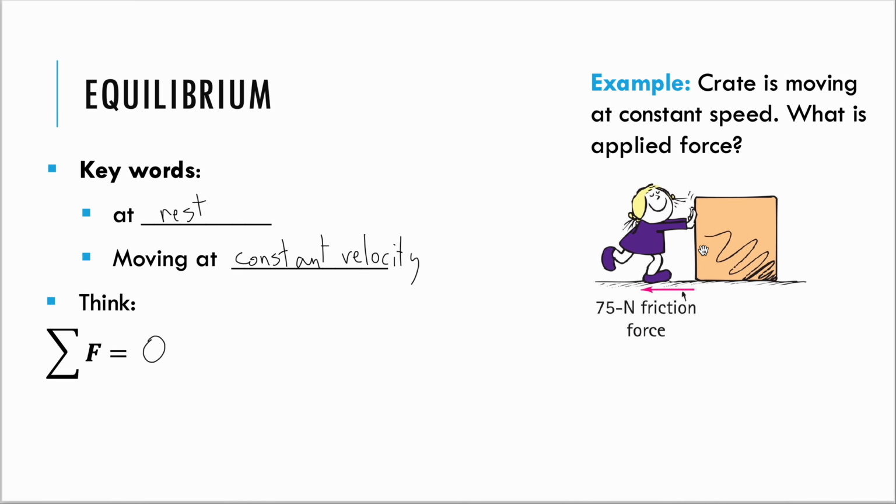For example, let's say the crate is moving at a constant speed. What is the applied force? Well, because we are moving at a constant speed and we're going to assume we're moving in a straight line, that means we're moving at a constant velocity. We know we are in equilibrium, the sum of all the forces is equal to 0. That means that the applied force must perfectly balance the friction force. The applied force is going to have to go to the right in order to balance the friction force going to the left.